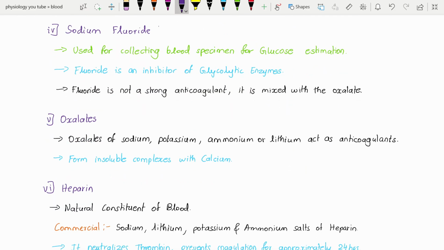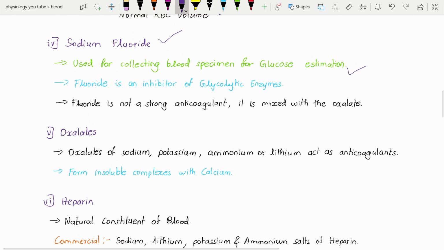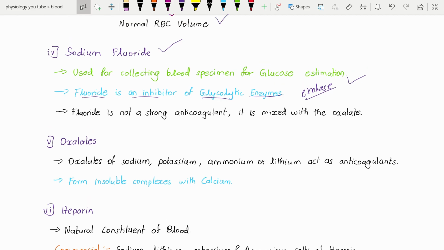Next, the sodium fluoride. It is used for collecting the blood specimen for the estimation of glucose. So to estimate glucose, we need sodium fluoride. I think you studied this in biochemistry, but however I am going to tell you, fluoride is an inhibitor of the glycolytic enzymes. It is an inhibitor of step 9, that is enolase. It inhibits the enolase. You can check it from the biochemistry. However, we know that fluoride is not a strong anticoagulant, so we will mix it with the oxalates.